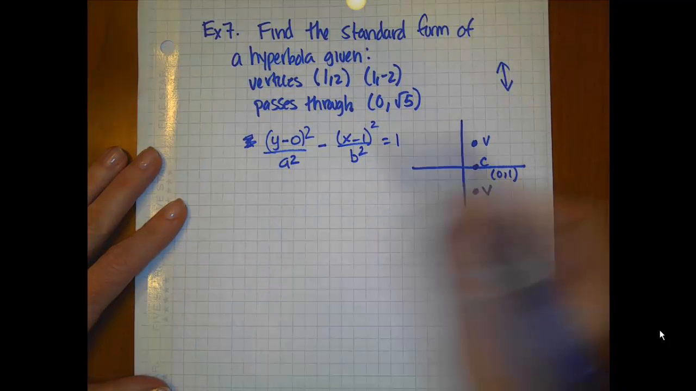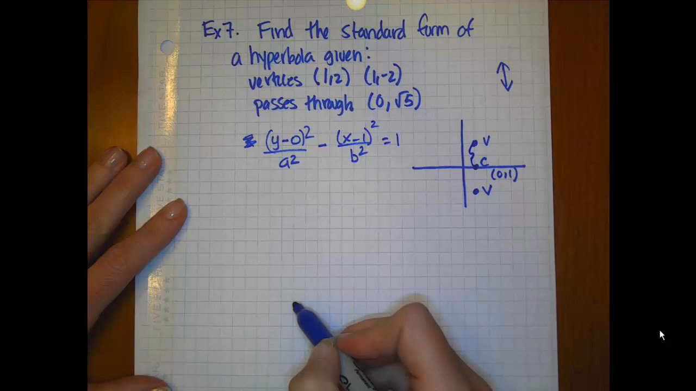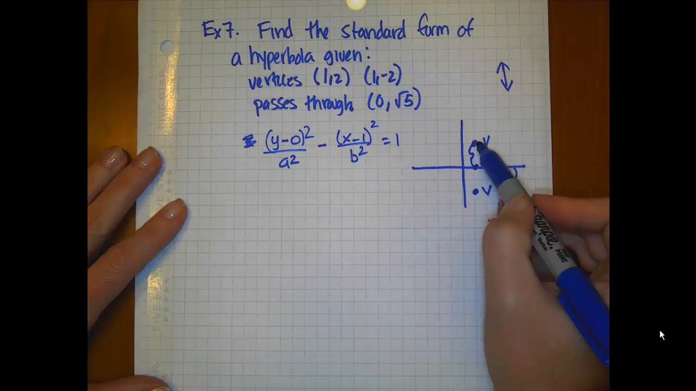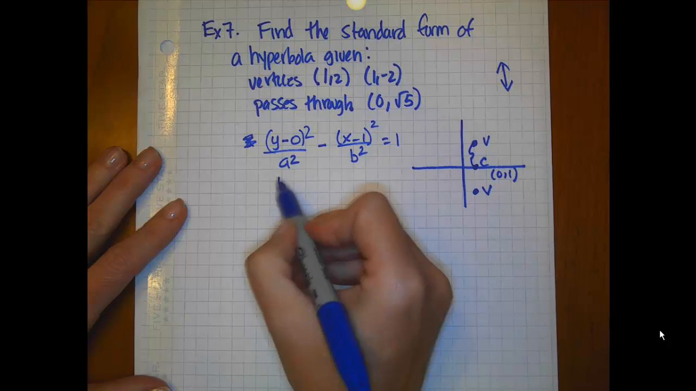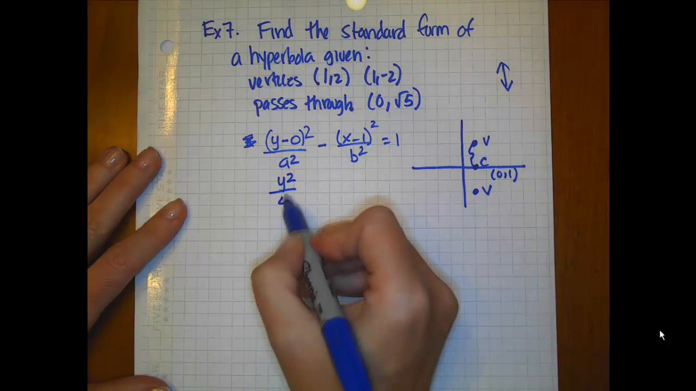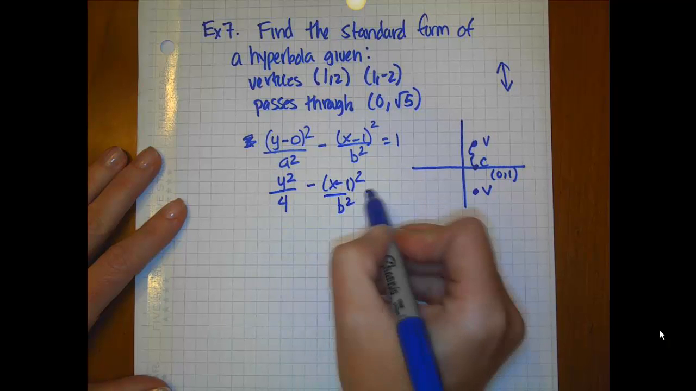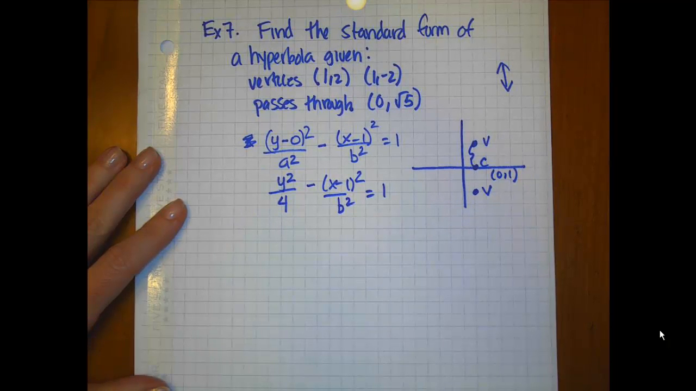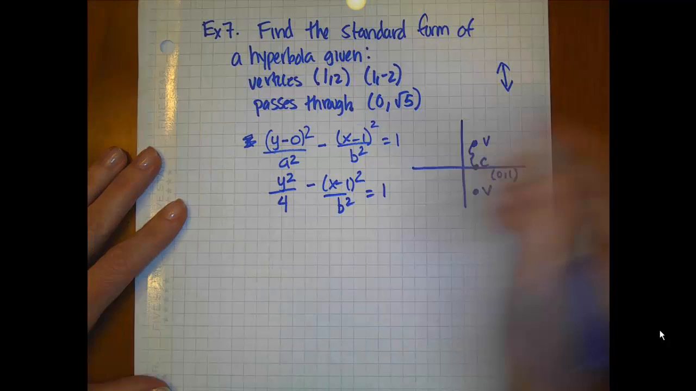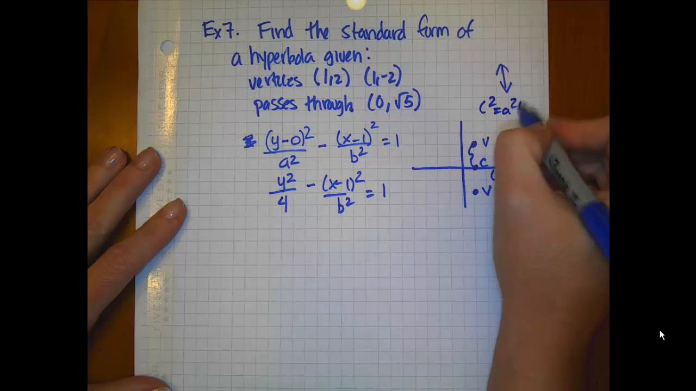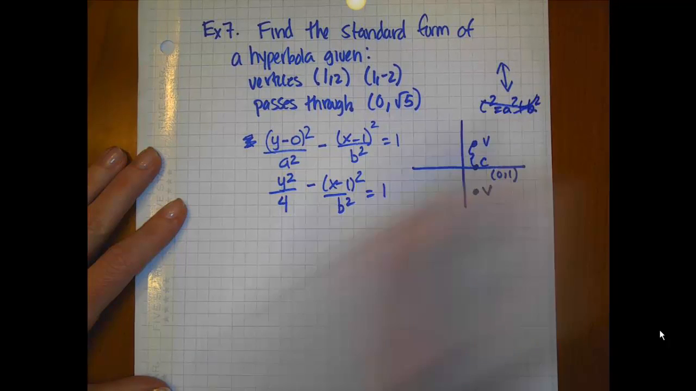Now I can figure out a squared because I know that the distance between the center of the hyperbola and the vertex is 2. So I have y squared over 2 squared, which is 4, minus (x minus 1) squared over b squared equals 1. What's different here is I don't know anything about the foci, so using c squared equals a squared plus b squared really is not going to be very helpful.